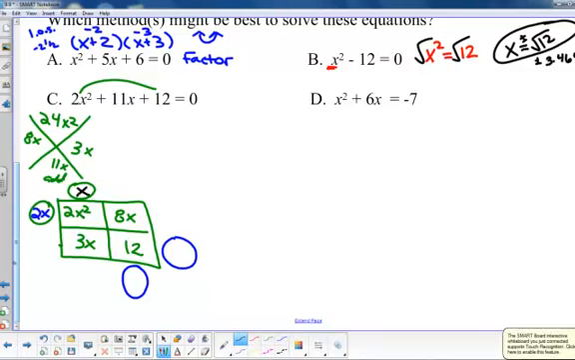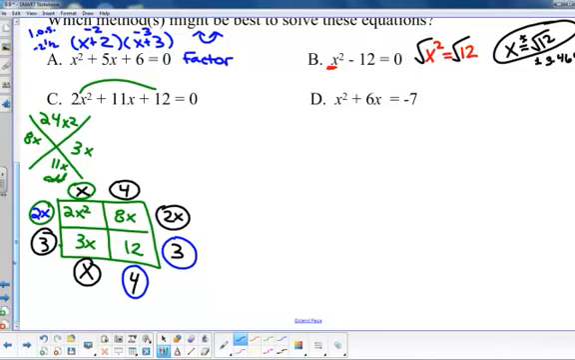And then in 12, this would have to be your 3, because that's a 3. And this is your x, which means this would have to be your 4, because this is your 2x, and everything works out. So your factored form is 2x plus 3, x plus 4.